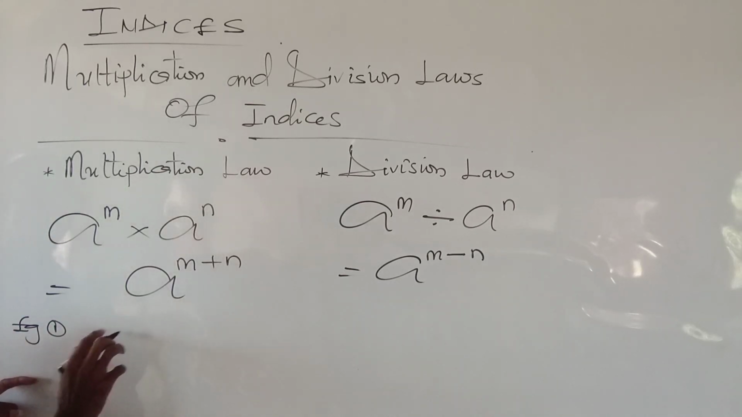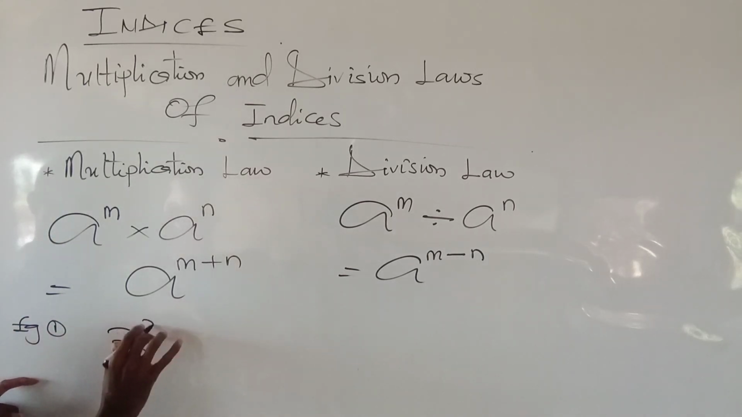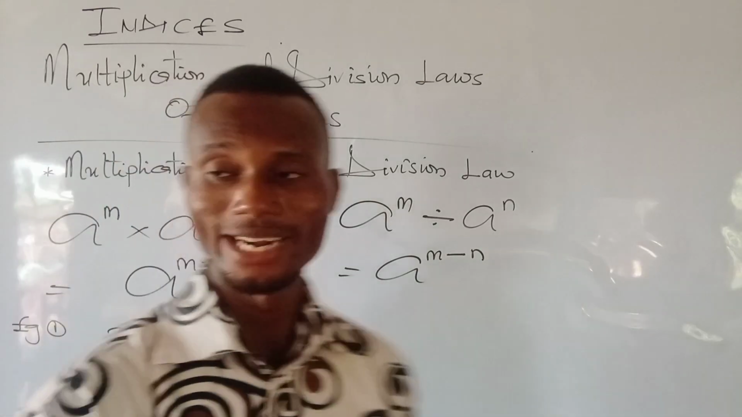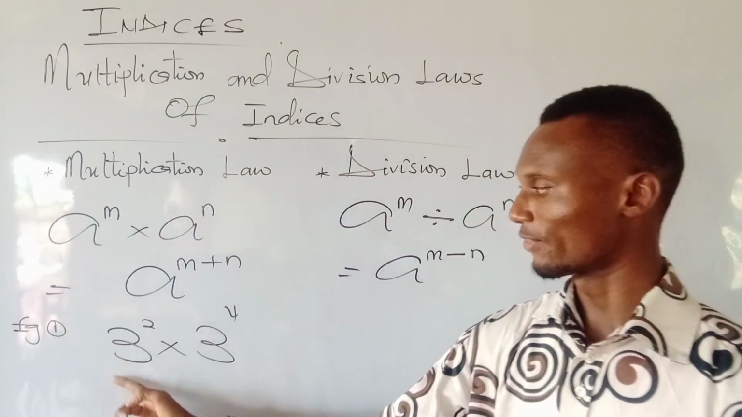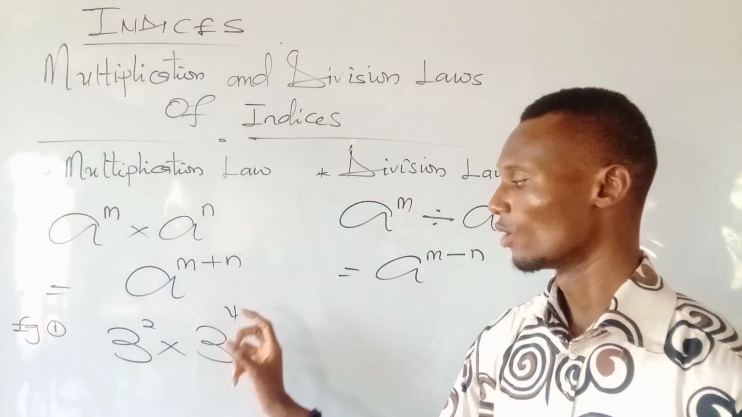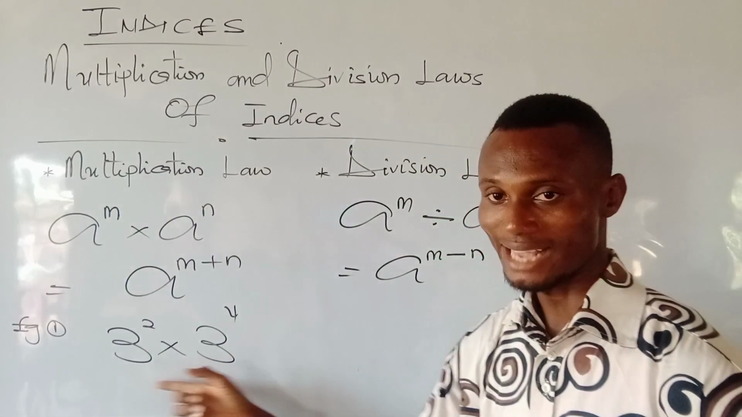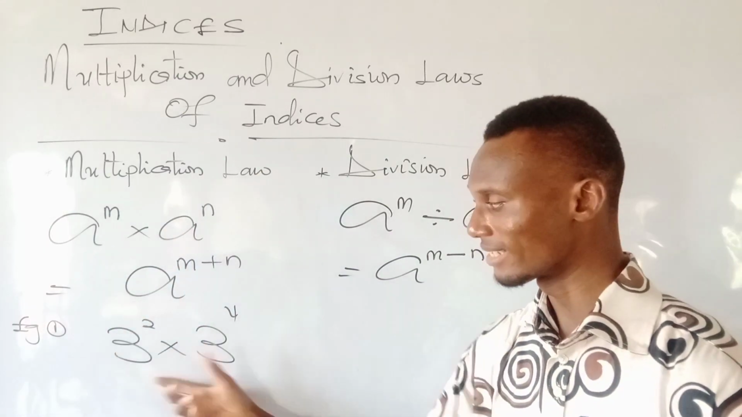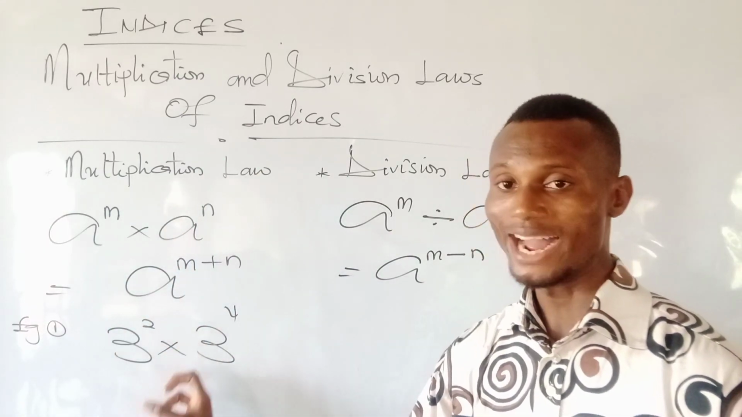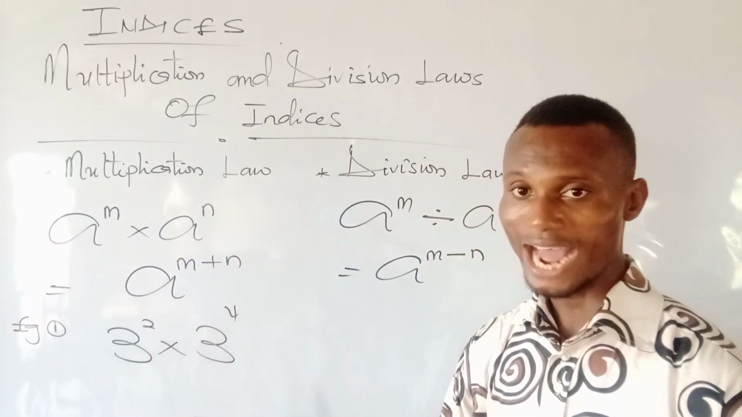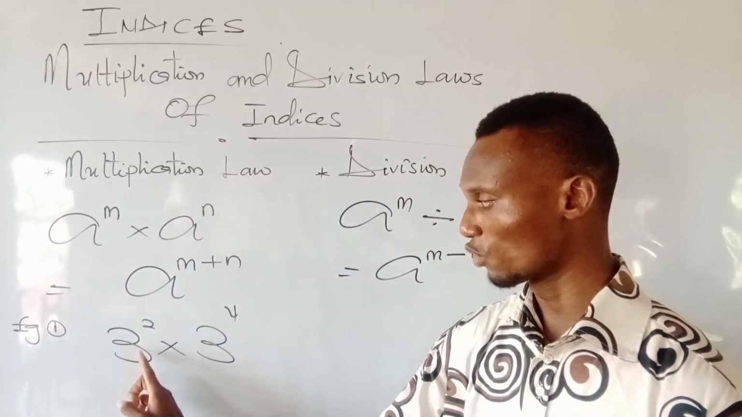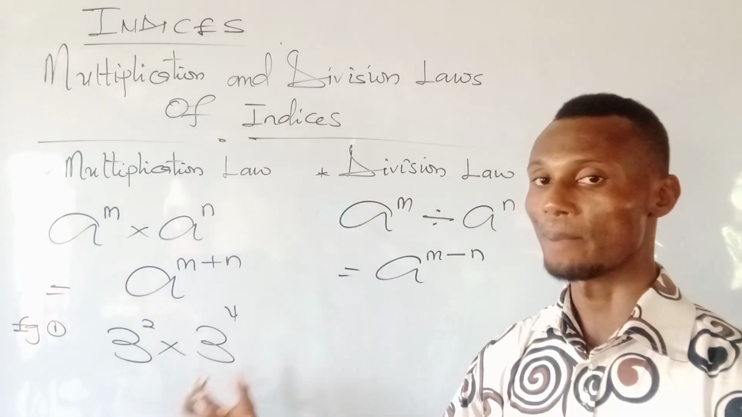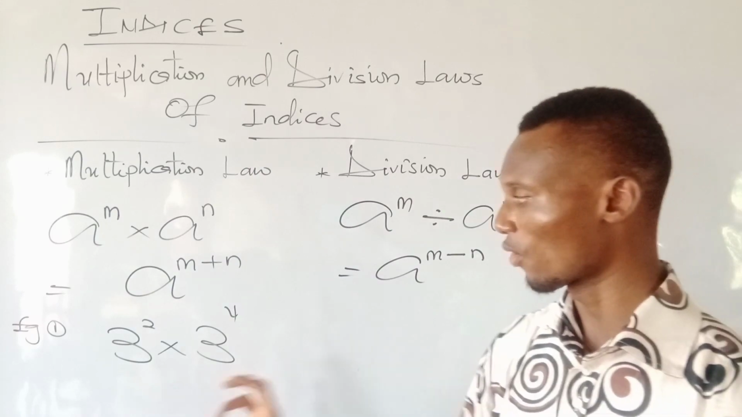Let's say I have 3 to the power 2 times 3 to the power 4. Have you seen that the bases are the same, and they are multiplying? So with the same approach, if the bases are the same and we are multiplying, to simplify it, we just pick one of the bases, then we add the powers. So this one is going to be 3 to the power 2 plus 4, and that will give us 3 to the power 6. I hope you agree with me, because that's the law.